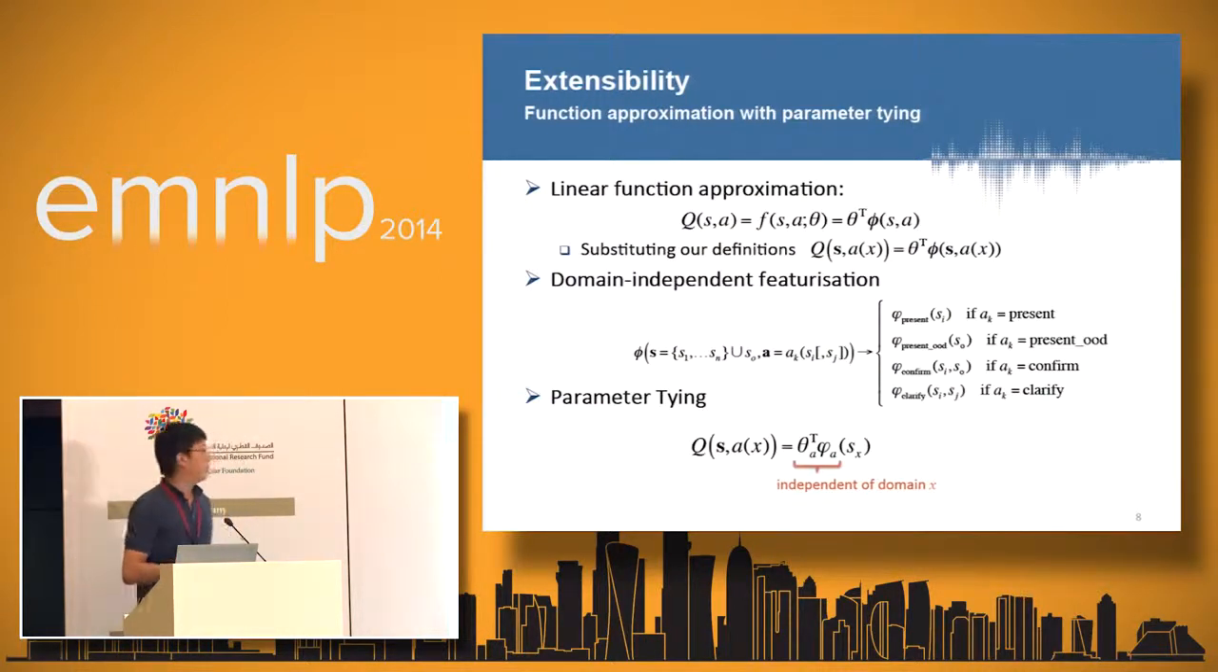So we force the feature vectors that correspond to the same action type to share the same weight vector. And after this, you can see that this whole function is independent of the number of domains you have, right? It only depends on the action types, and every time you have a new domain expert, you can just substitute it into the function to get this value.